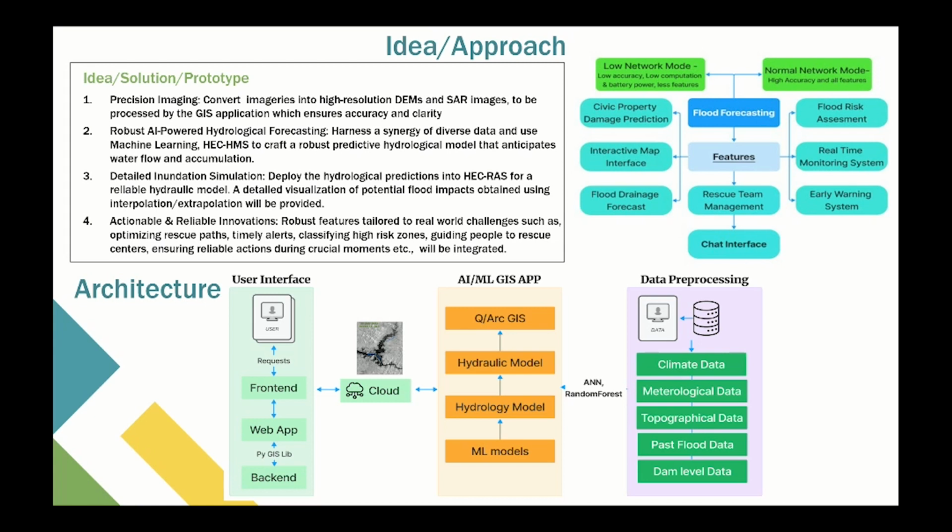HEC-RAS are examples of hydraulic modeling software. We require data, so we'll require climate data, meteorological data, topographical data, past flood data, and dam level data. So that's it about the architecture.